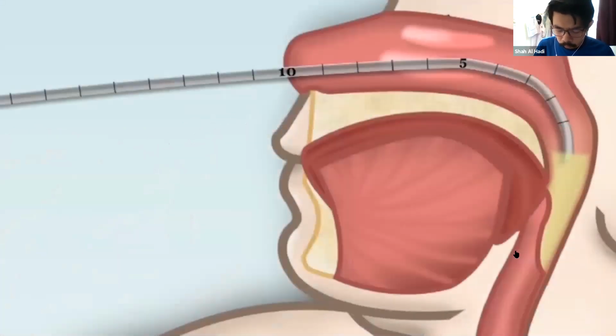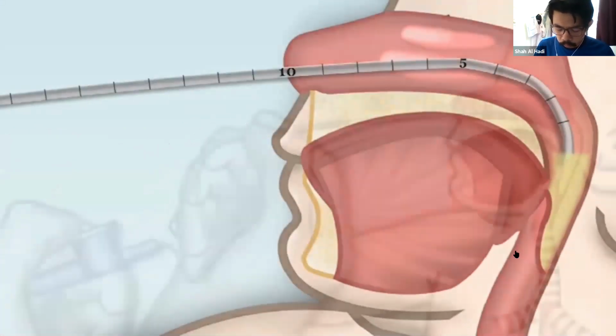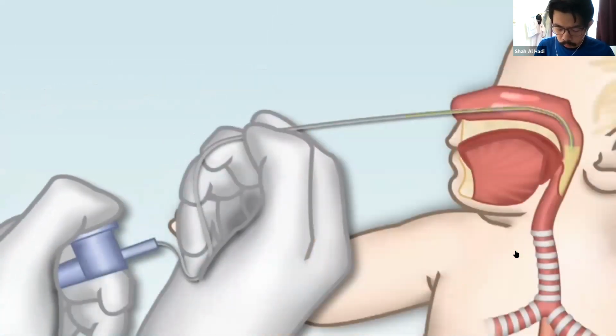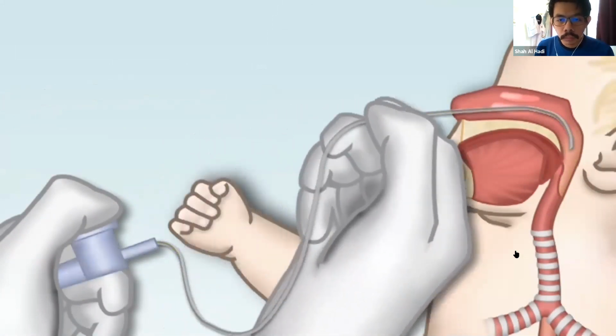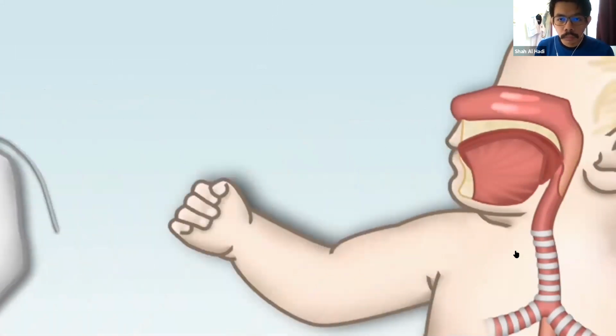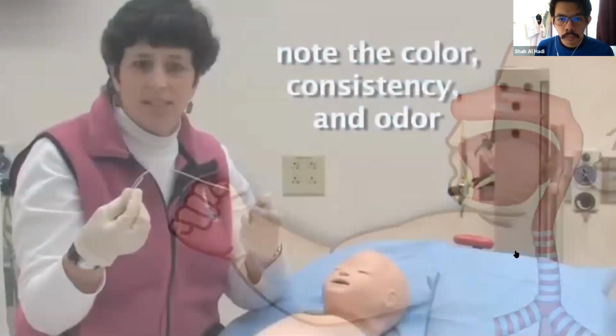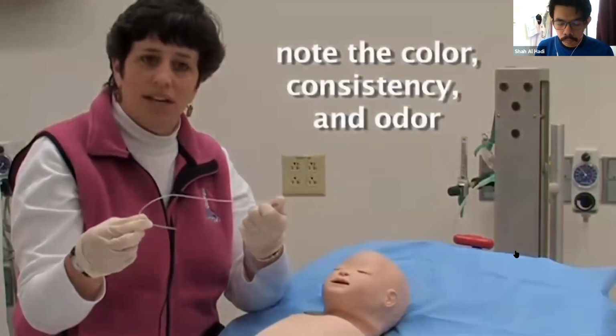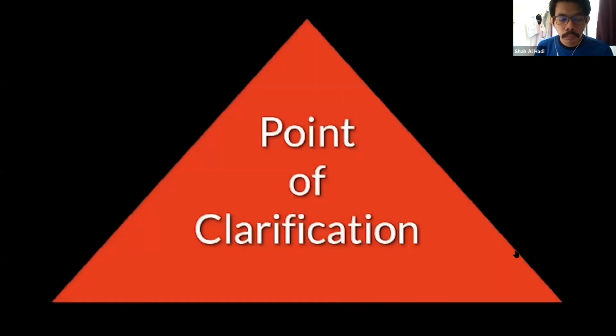I'm going to get to about that 10 mark, and then I'm going to apply suction and continuously apply suction as I remove the catheter. As I remove the catheter, I want to note the color and consistency of the secretions and whether there's any odor.